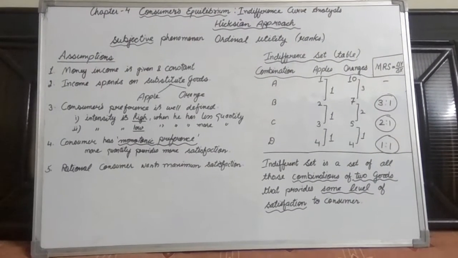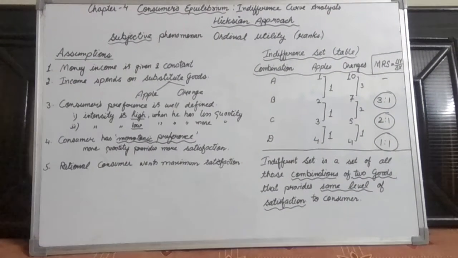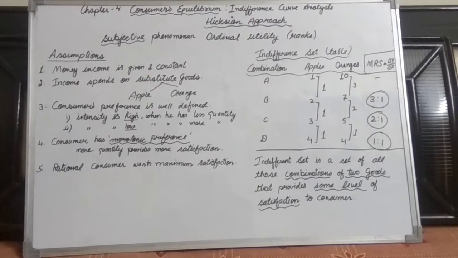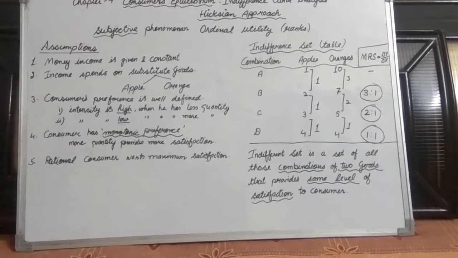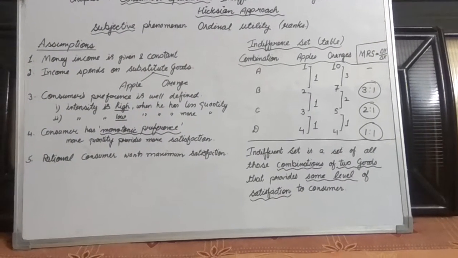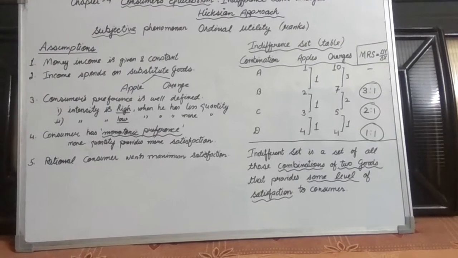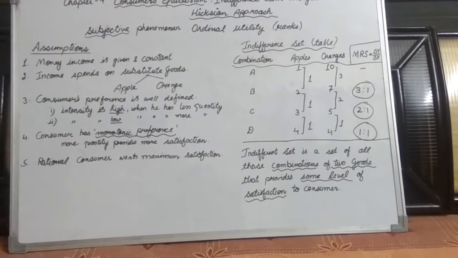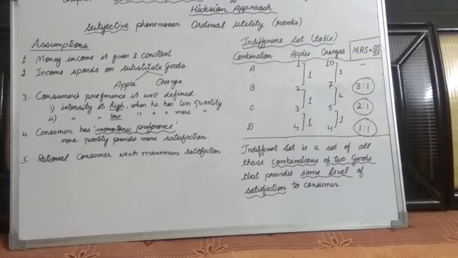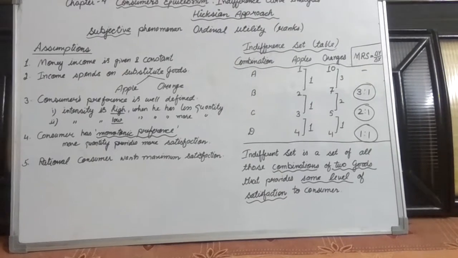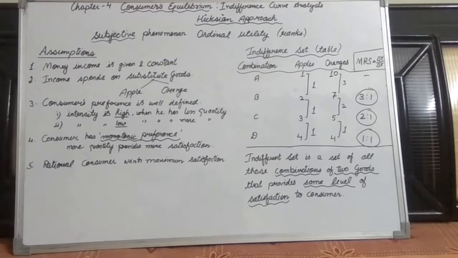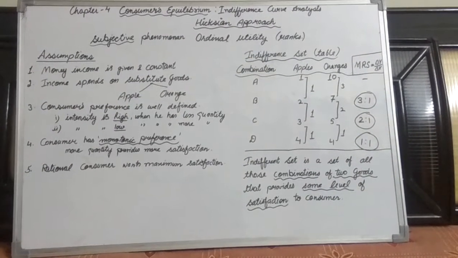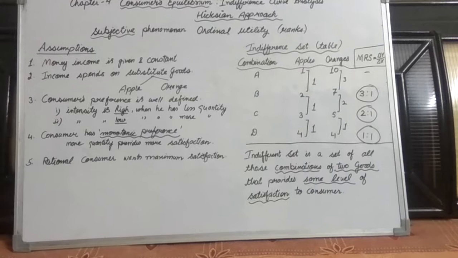Let's proceed further with the indifference set. We have the indifference set in the form of a table, in which we have different columns. The very first is regarding combination, the second column is the quantity of apples, the third one is the quantity of oranges, and in the fourth column we have the MRS, marginal rate of substitution, whose formula is also given there, that is delta y upon delta x, change in the value of the y variable upon change in the value of the x variable. So let us discuss these values.